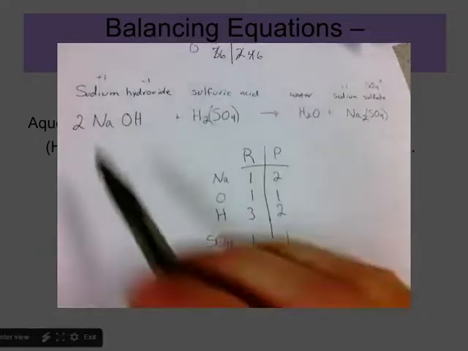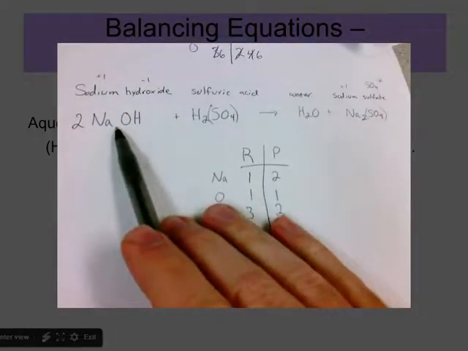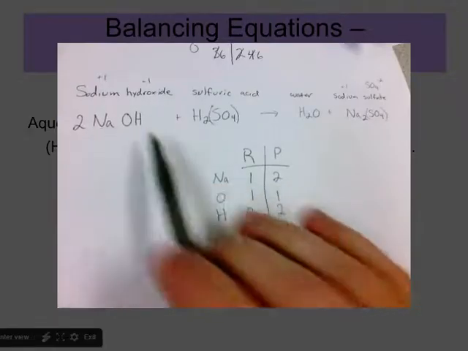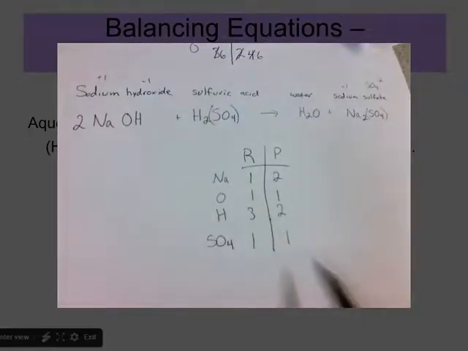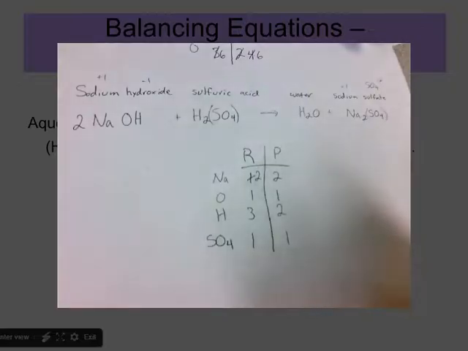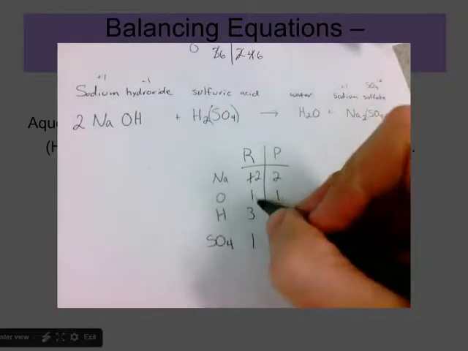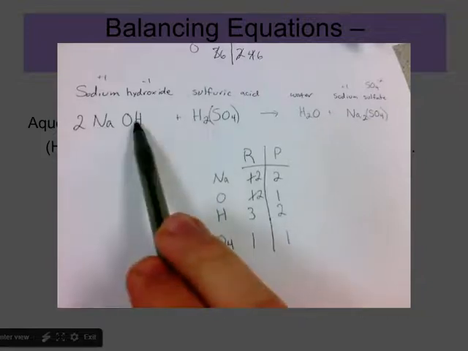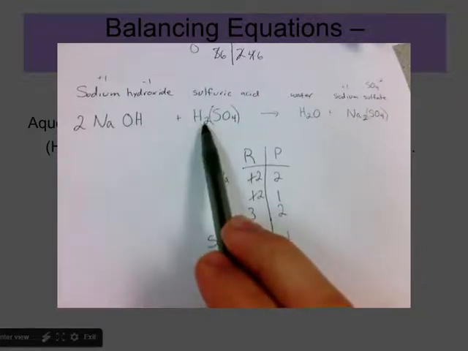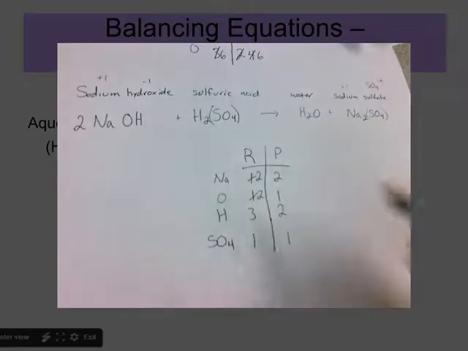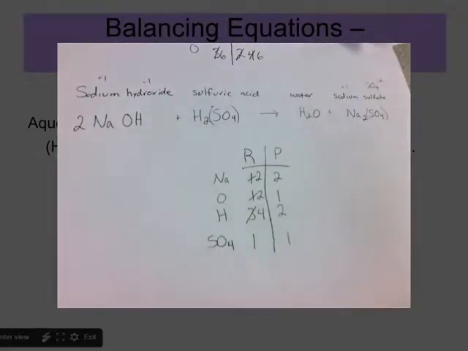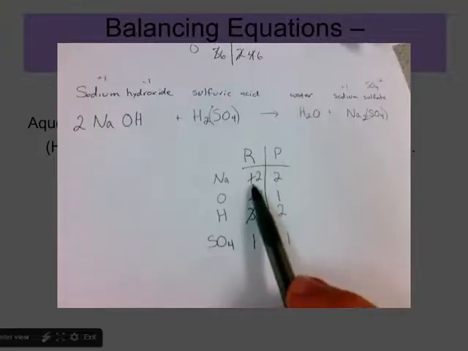Notice I'm adding a coefficient, I'm not adding a little subscript of 2 here, because this is the correct formula. Na2OH is not the correct formula for sodium hydroxide. So now we have 2 sodiums. We also increased our oxygens. We now have 2 oxygens, and we got to recount these. 2 hydrogens here, but there's also 2 here. So total on the reactant side, we actually have 4 hydrogens. Okay, so sodium is balanced.